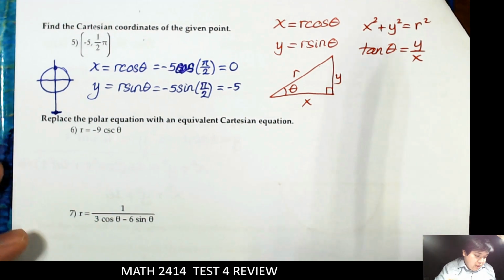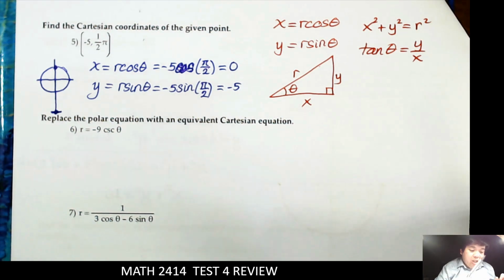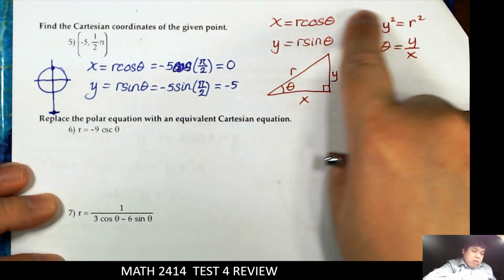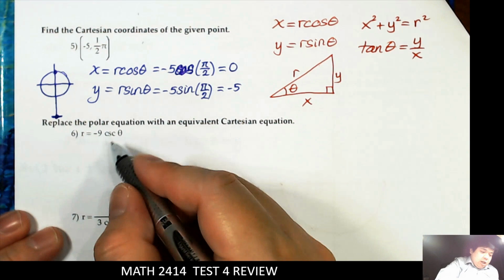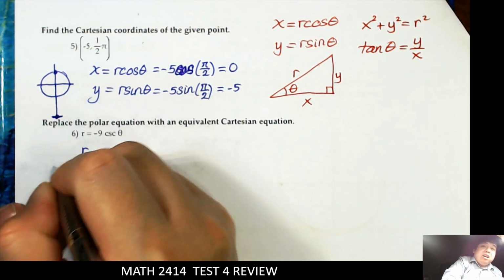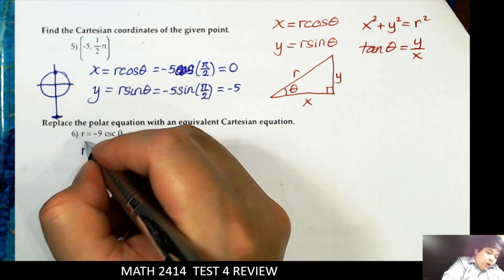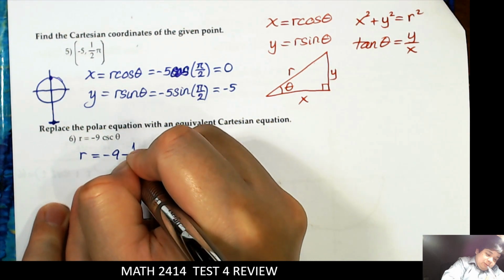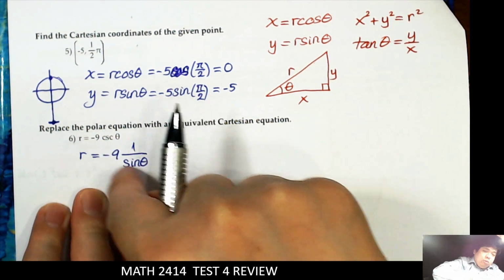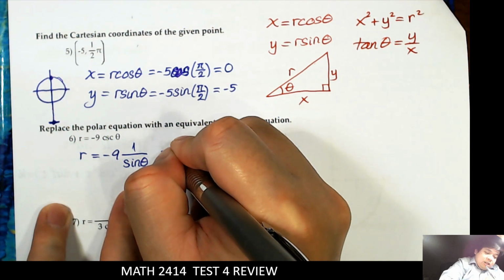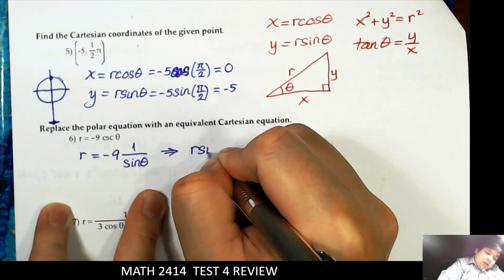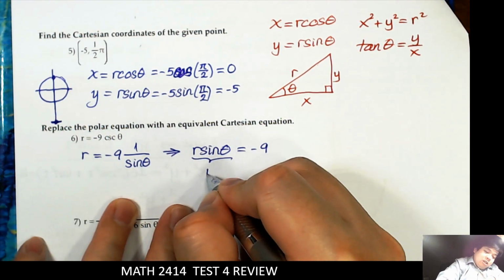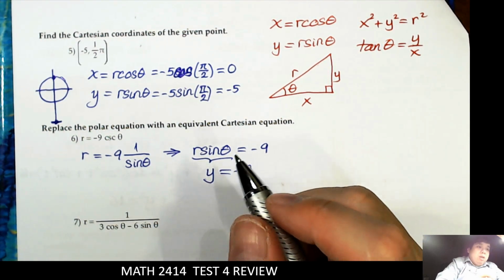Right. Next 3 questions, we're going to convert this equation into the polar equation. So remember, we're going to use those formulas. First, the cosecant, that's not going to be anything friendly. So we're going to change that to 1 over sine. If we multiply by sine theta on both sides, we have r sine theta equal to -9, and r sine theta is y. So that's what we have.